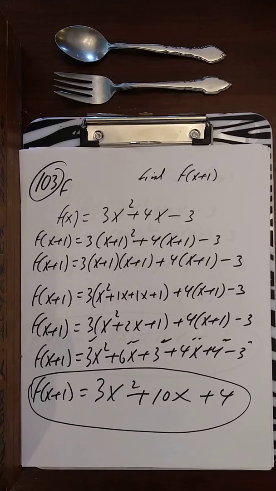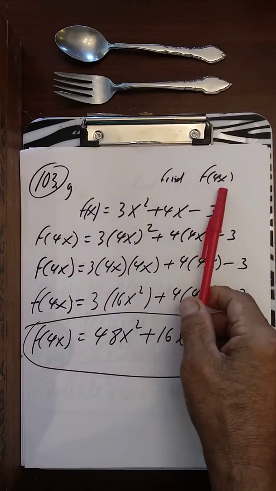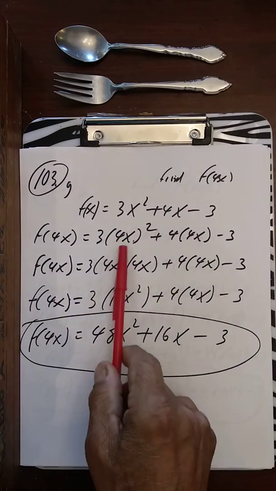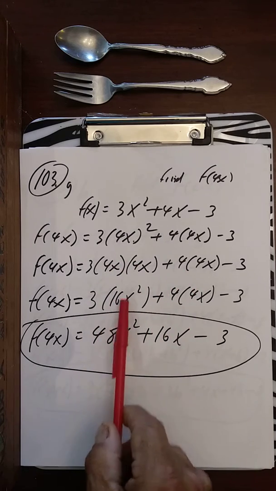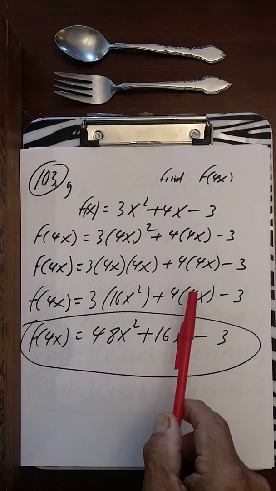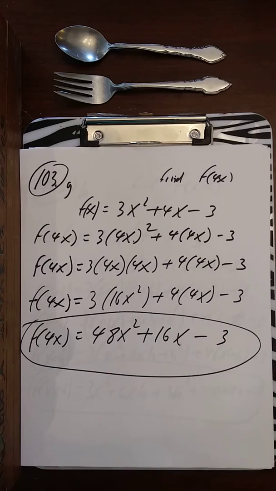Next one. Find f of 4x. So 4x goes there. 4x times 4x is 16x squared. 3 times that is 48x squared. 4 times 4x is right there, it's 16x, and minus 3, and that's all we can do.